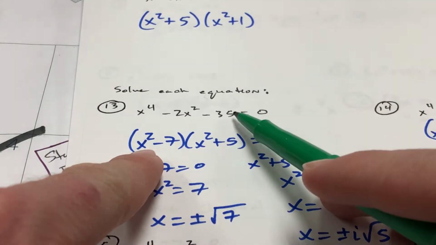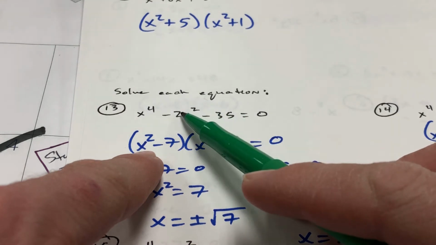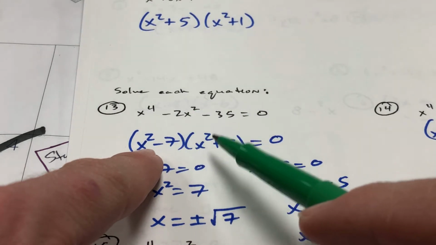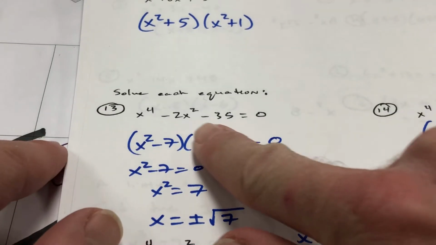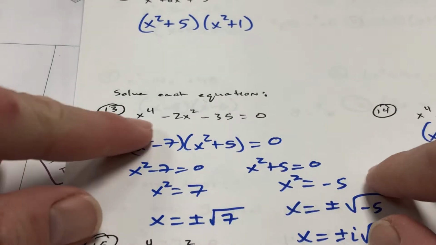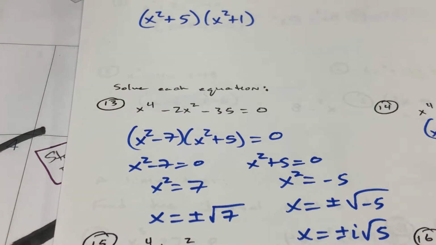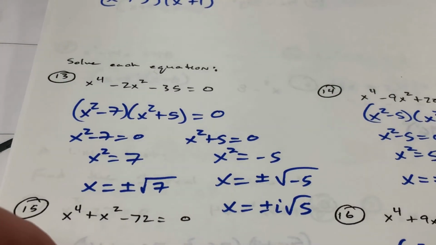We're going to solve these by factoring. What multiplies to 35 and differs by 2? 7 and 5. The middle term is negative, so 7 is negative and 5 is positive. I use the cover-up method. X squared minus 7 is 0. X squared plus 5 is 0. I get x squared is 7. Take the square root of both sides. I get plus or minus root 7.